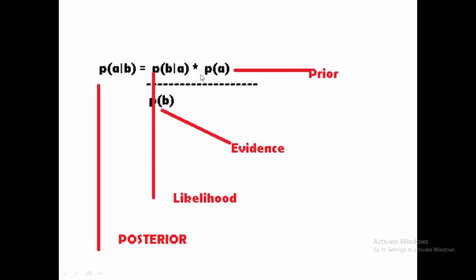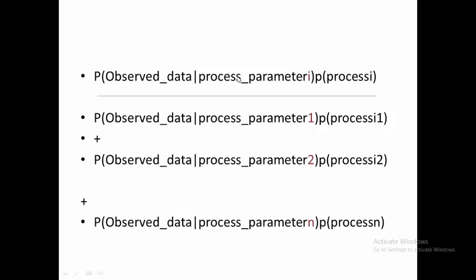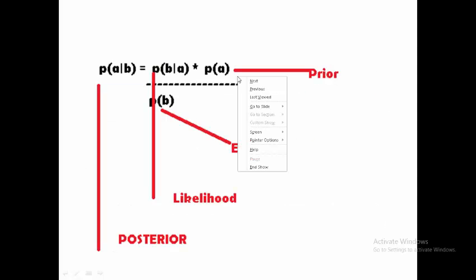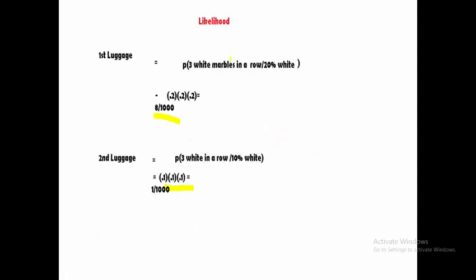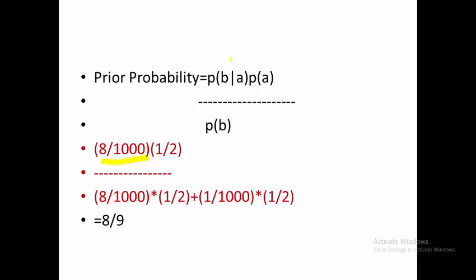So now the 8 by 9 which we got would become the prior. Earlier it was 1 by 2. Why? Because we didn't know it and there was only a 50-50 chance, but now we know that the probability is 8 by 9, so we are going to reflect it in our Bayes function. So then 8 by 1000 multiplied by 1 by 2 divided by the probability of B.